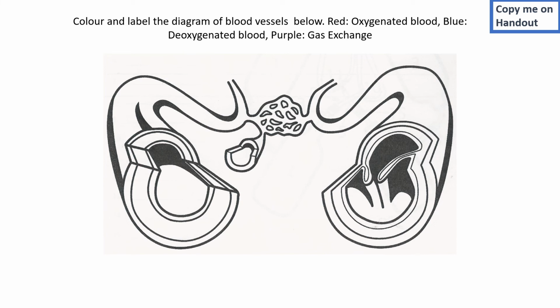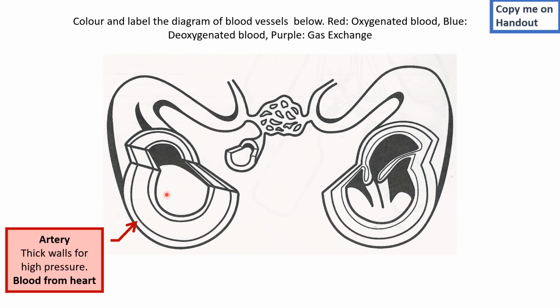So here we actually have an image of 3 blood vessels. So this one right here is an artery. We can see that it has very, very thick walls and it has high blood pressure from the heart. So we're just going to highlight this in red to show that this is an artery.